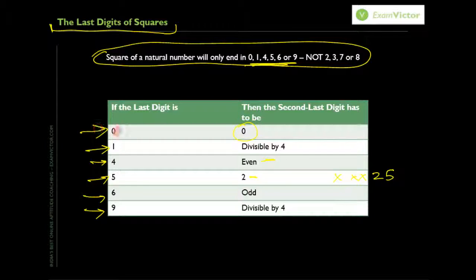So example for this one. Last digit is 0, so let's take 10. 10 into 10, 10 square, that is 100. And 100 has the second last digit also is 0. This is fairly obvious, right? If the last digit is 0, that means it's a multiple of 10. And when you square 10, you get 100. So your square is going to have 0, 0 in it.